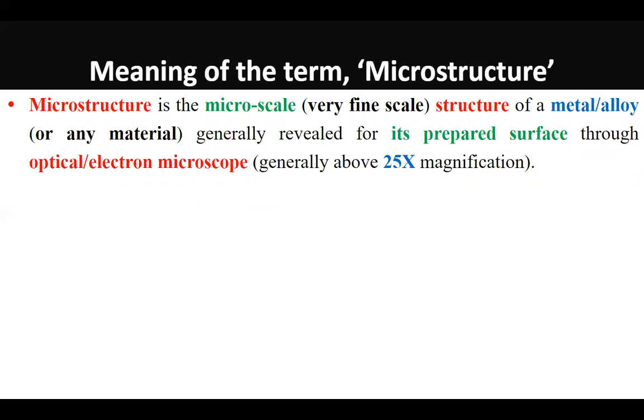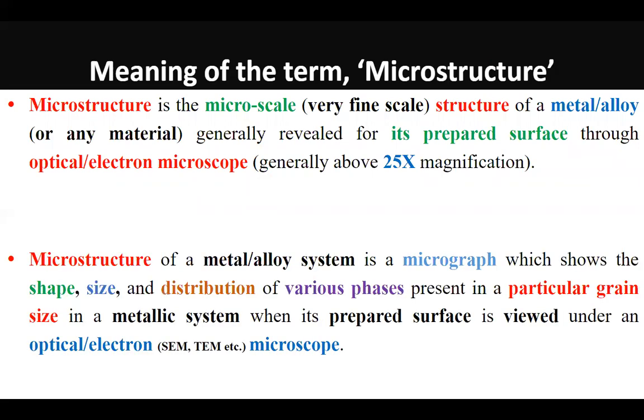So when the surface has been prepared, and you look at it under a microscope, the micro scale structure that you see for the material is called the microstructure of a material. So, let's go ahead.